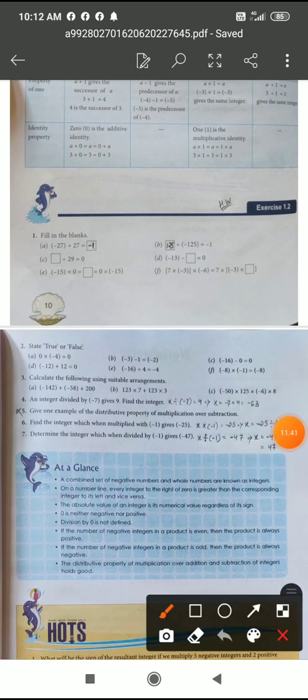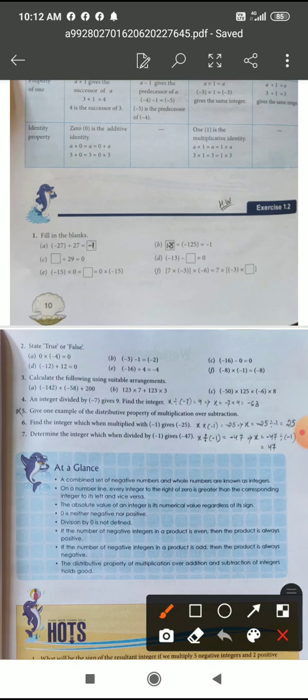Here number one, children, fill in the blanks. Minus 27 divided 27 equal to what? Minus 1. B, dash divided minus 125 equal to minus 1. Answer will be 125, because children, if we divide two numbers, then we get minus 1. Okay, like this you complete number one.